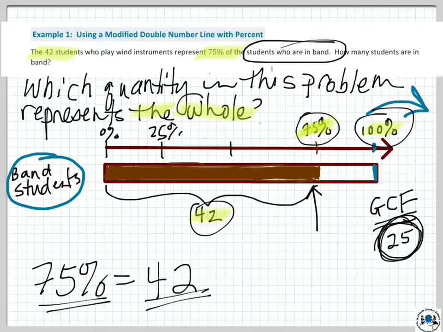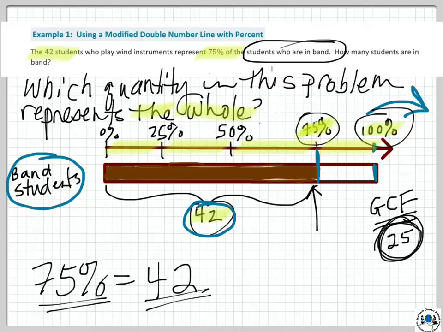So therefore, we can split this number line up into sections of 25%. And what's nice about that is it creates these nice even, or equal, segments. And we have 1, 2, 3, 4 equal segments. Of course, they don't look equal in my picture, but there are 4 equal segments here, which is nice because we have a finish point right here with the 75. So this 75% is equal to the 42.